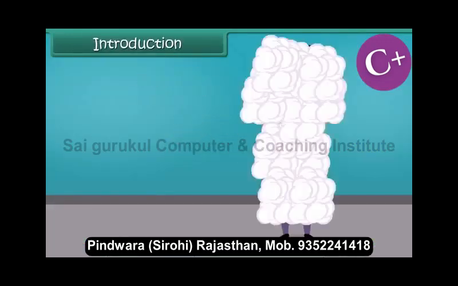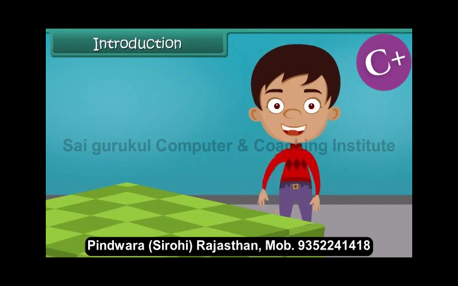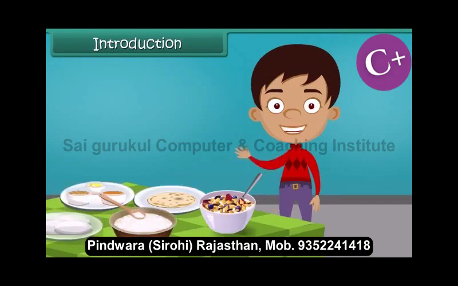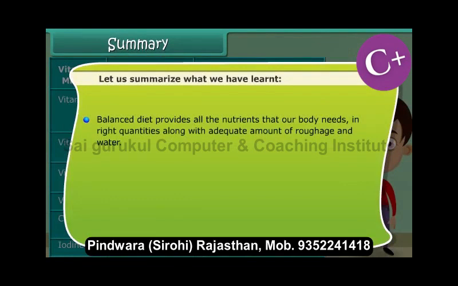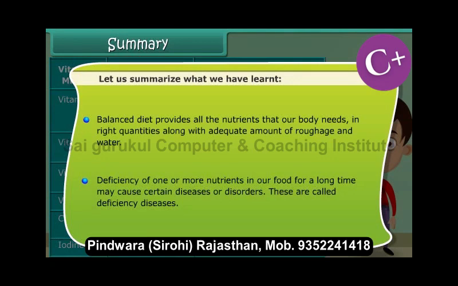Introduction. Hi friends, have you ever thought why do we eat food? Yes, of course, because they are delicious and are the source of energy. In this module, we are going to study about different food items that we eat. Balanced diet provides all the nutrients that our body needs in right quantities along with adequate amount of roughage and water. Deficiency in one or more nutrients in our food for a long time may cause certain diseases or disorders. These are called deficiency diseases.